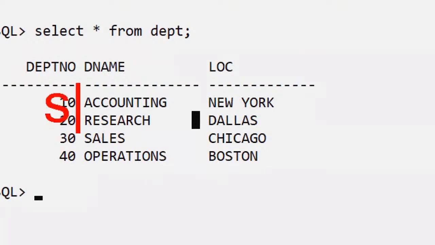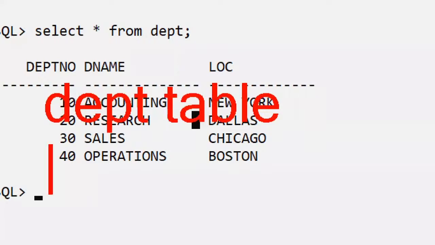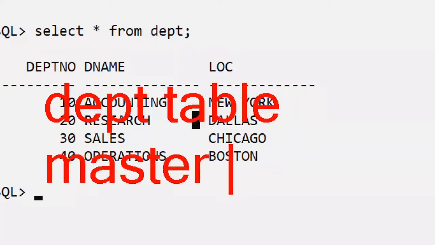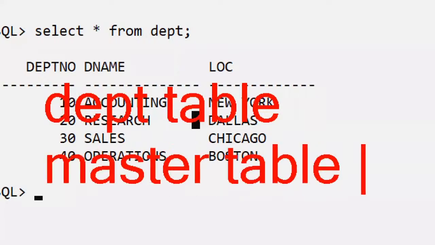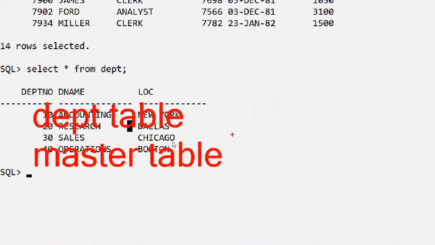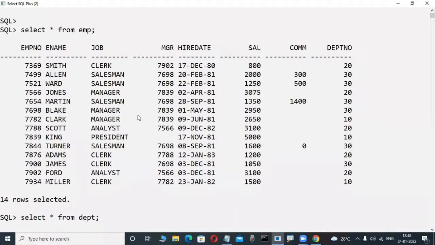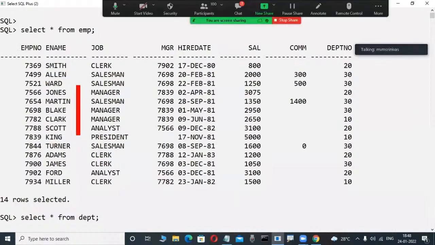DEPT table is a what? A master table. What is this one? A small table. This one is a master table. Oracle Corporation giving. Again here, EMP table is a what? A child table. Really, EMP is a child table.